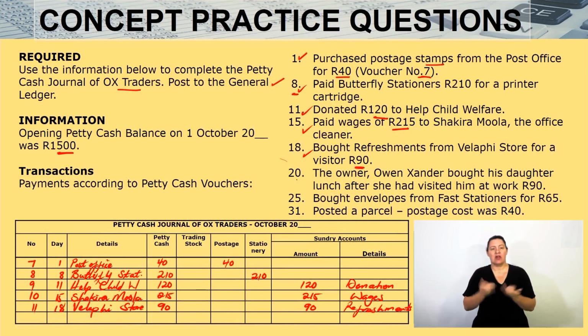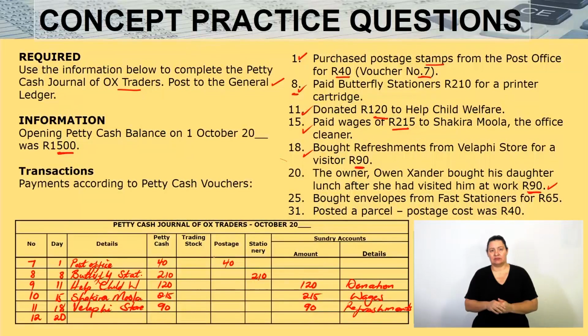And then the next one is on the 20th. So day is going to be 20. The number is going to be 12. And then it says, the owner Owen Zander bought his daughter lunch after she'd visited him. So the owner took some money and bought lunch for his daughter, which is for 90 rands. So we're going to come here. The name here is going to be Owen, who is the owner. So here is Owen Zander. How much was it?